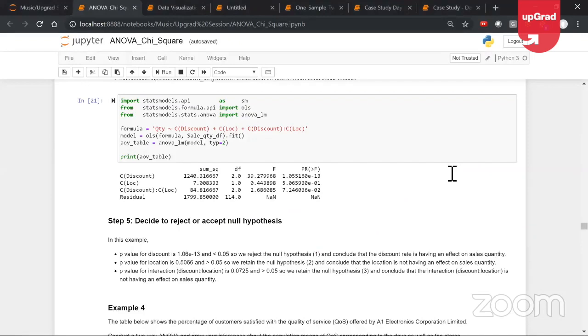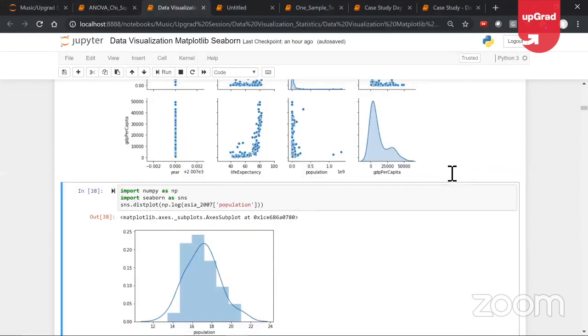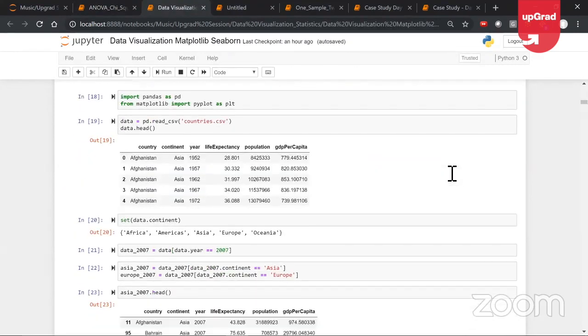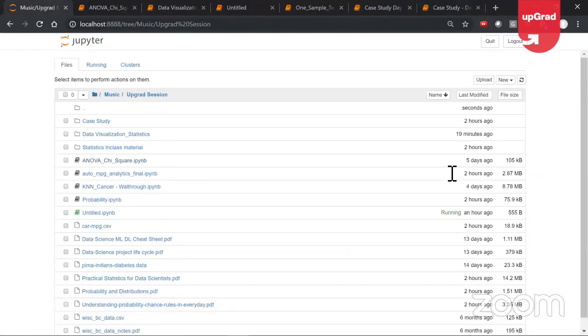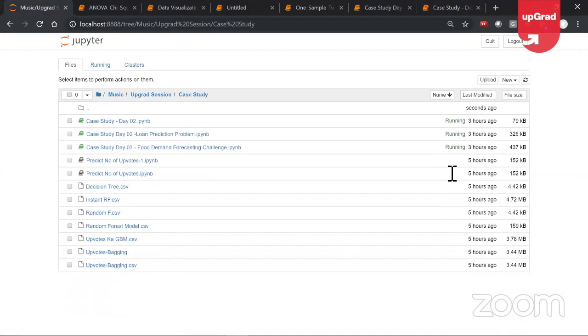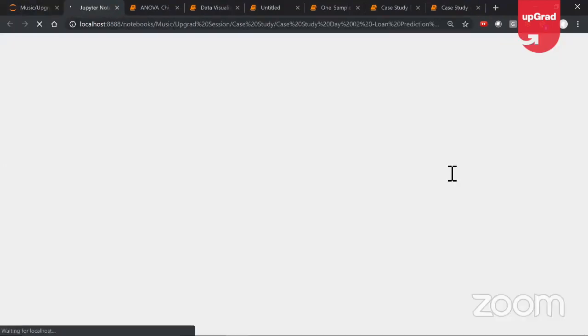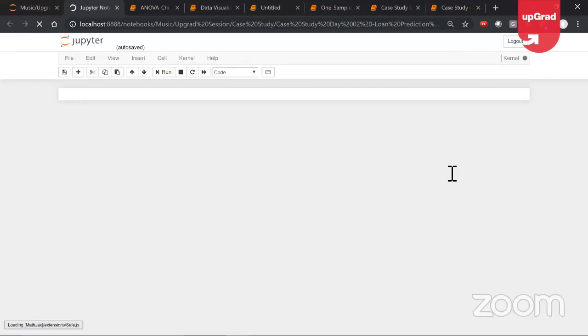So let's focus on what we have seen today. What have we seen today? Today we have seen the country's dataset, right? So can we establish a relationship between country and continent? It's a very simple problem statement I'm taking. Or let's say we go back to the loan prediction problem. Let me open up the case study once again. Can we find out a relationship between graduate versus gender?